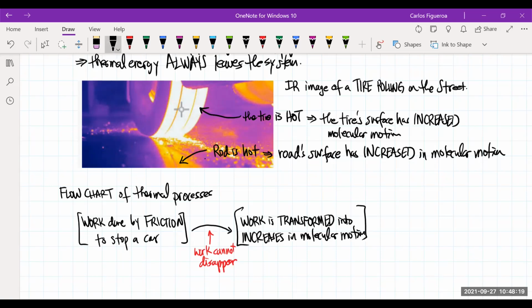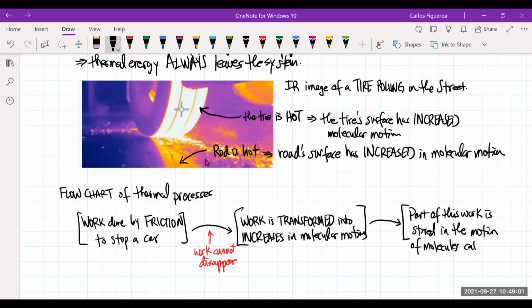Okay, and so what we say here is that now this work, what we find here, this work, or I should say, part of this work is stored in the motion of molecules called thermal energy. And I'm going to take this back and go something like this.